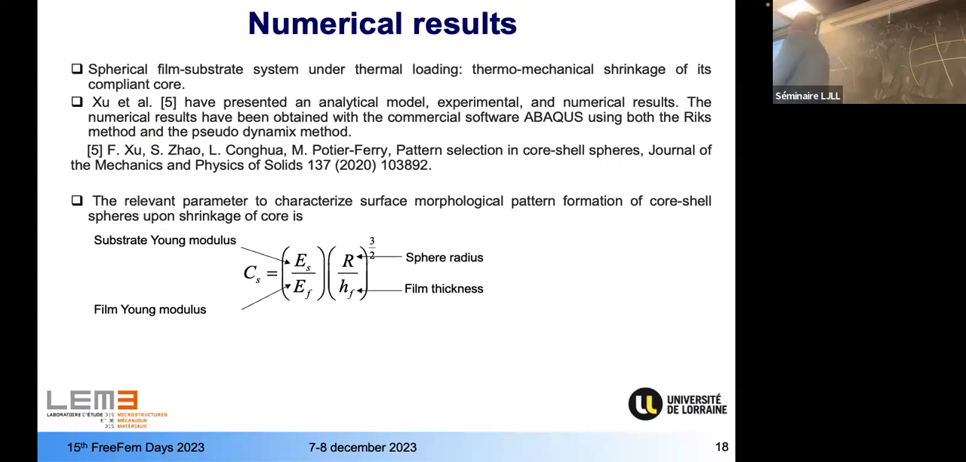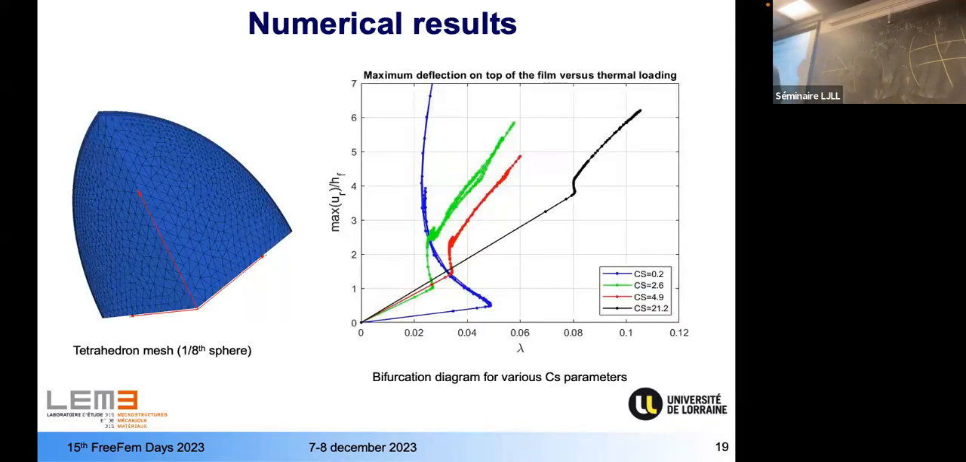For the spherical shell with thermomechanical shrinkage, this is the second example. So here also there is previous work from Fang Xu, experimental also, but he uses only Abaqus and pseudo dynamics. Here we present what we get with the full asymptotic numerical method code. So the relevant parameter is CS for this kind of problem. It takes into account the radius, the film thickness, and the ratio of the Young moduli. So here you have the film. This is a mesh. The film is here. That is only one edge of the sphere.